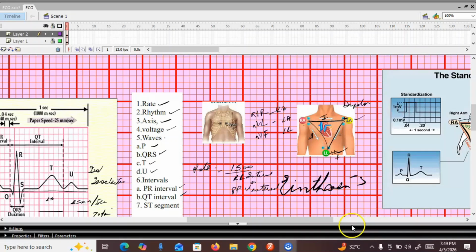Hello dear friends, this is the second video on the ECG. In the last video we had seen how to calculate the rate and the rhythm. Now today we will see how to calculate the axis.